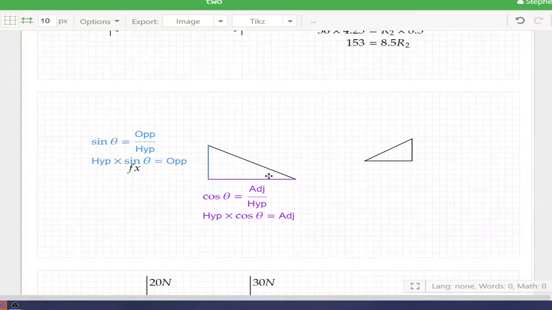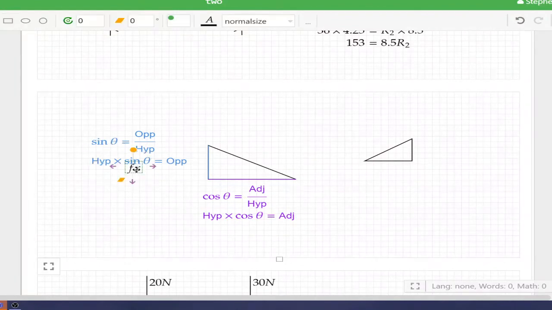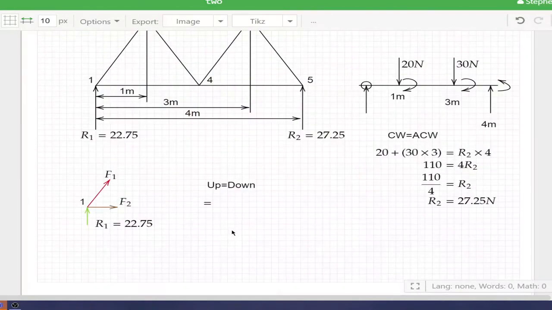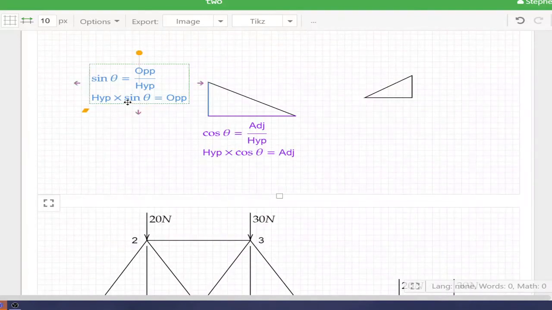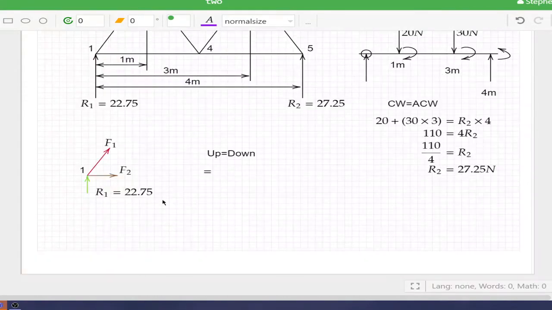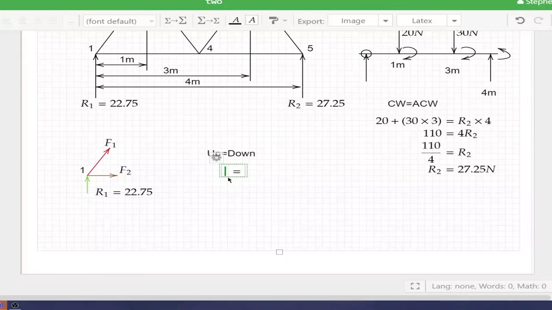Okay, and if you remember from before, we said that if we were finding the vertical, we'd be looking at sine, and we move the hypotenuse over. So hypotenuse times sine theta equals the opposite, and that's the vertical component. If we were looking at the horizontal, we do the same thing: hypotenuse times cosine theta, and we covered that in the last video. So I'm just going to remember these two equations at the bottom here and dive in with those. So going up then, we have 22.75.